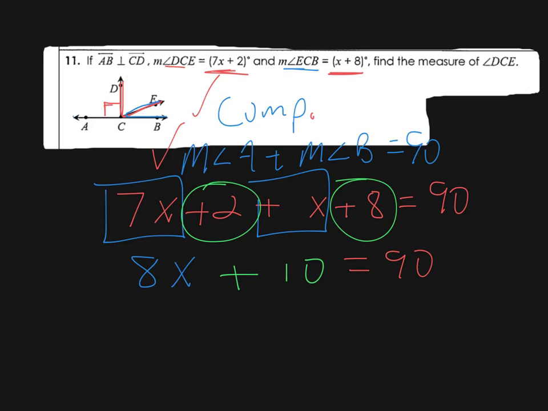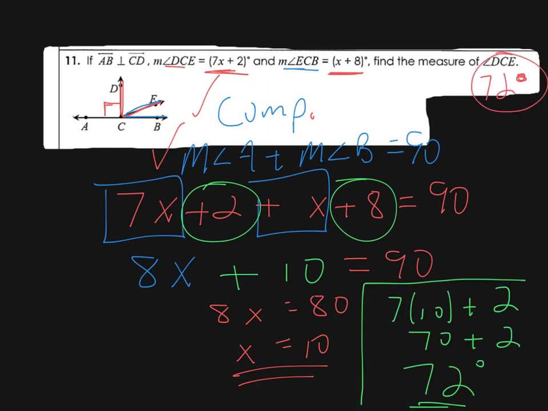So go ahead and try to finish this out on your own. Press pause and finish this one out. Get a value for x. Did you get a value of x equals 10? Now I didn't show my work, and it's kind of a bad habit, but I was running tight for space here. So I got a value of x equals 10, but that's not the measure of angle DCE. The measure of angle DCE is 7x plus 2. So I need to just substitute the value of 10 in for x to get the actual measure of angle DCE. So let's go ahead and do that.